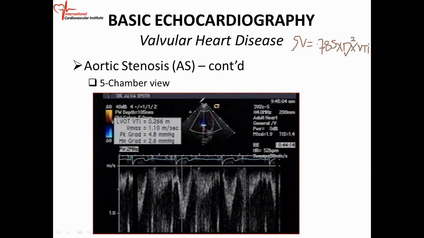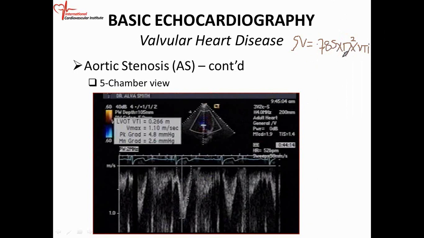Okay, so you put your cursor, 5-chamber view, sample volume is right there, and you just turn your Doppler on. So this is a PW Doppler measurement, okay? And you just trace around it, and the machine will give you the VTI, velocity time integral. So if you put everything in your equation, you'll get your stroke volume. And then cardiac output is just stroke volume times the heart rate.